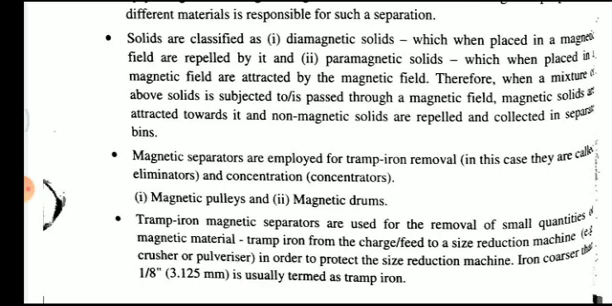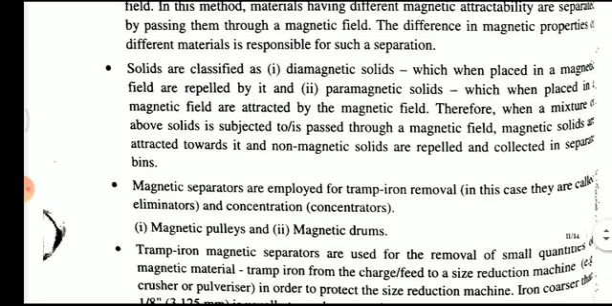Then the second one is paramagnetic solid, which, when placed in a magnetic field, is attracted by the magnetic field. So when a mixture of magnetic and non-magnetic solids is passed through a magnetic field, magnetic solids are attracted towards it and non-magnetic solids are repelled and collected in separate bins.